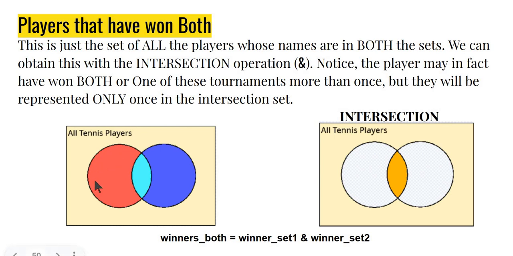There's a set of players who have won, let's say, Wimbledon, and a set of players who have won French Open. What we are after is the overlap between these, because these people have won both Wimbledon and French Open. And the way we do it is using this ampersand operator. Quite simple actually. Just one point I want to make: the player may in fact have won both of these tournaments more than once. So it's like another level of classification. But they will still be represented only once in the intersection set, which makes a lot of sense, right?